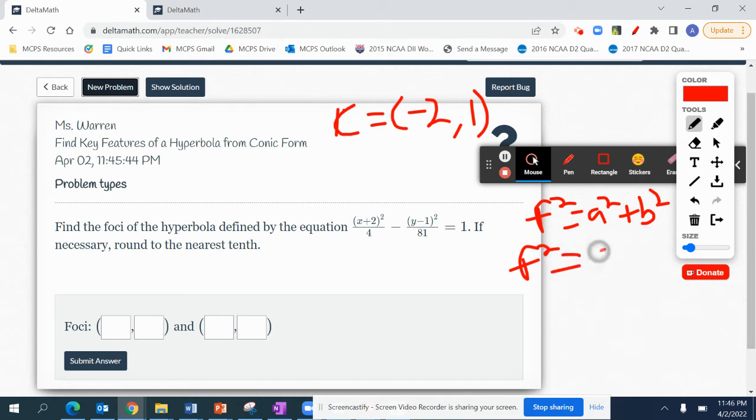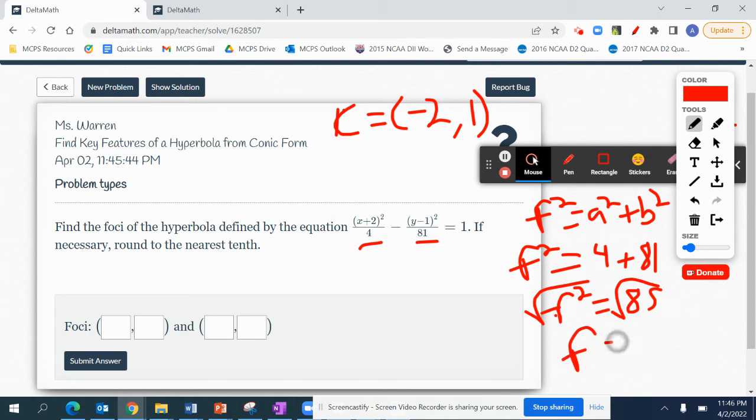And then remember, why am I doing this? 4 plus 81. Remember that these numbers are already squared. That's already a squared, that's already b squared, so I just need to add them together. f squared equals 85, which means that f itself is equal to the square root of 85.